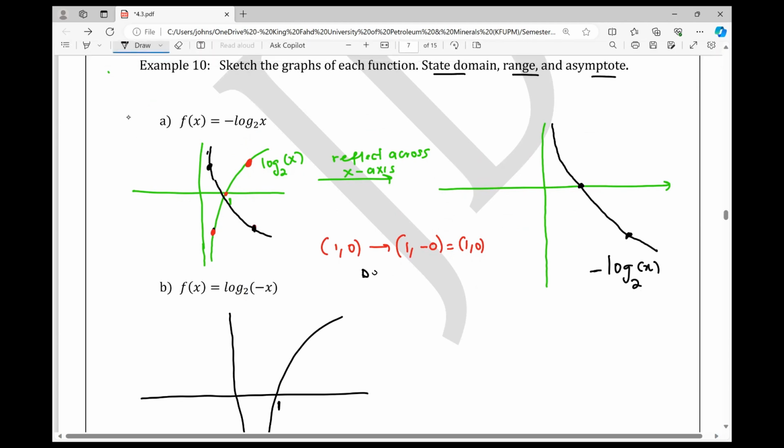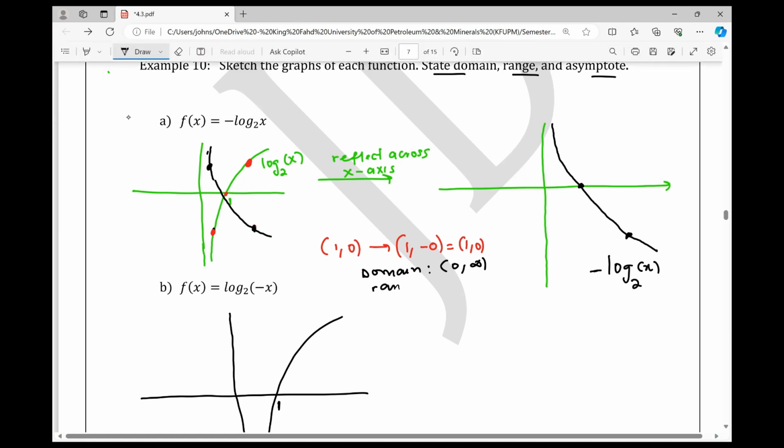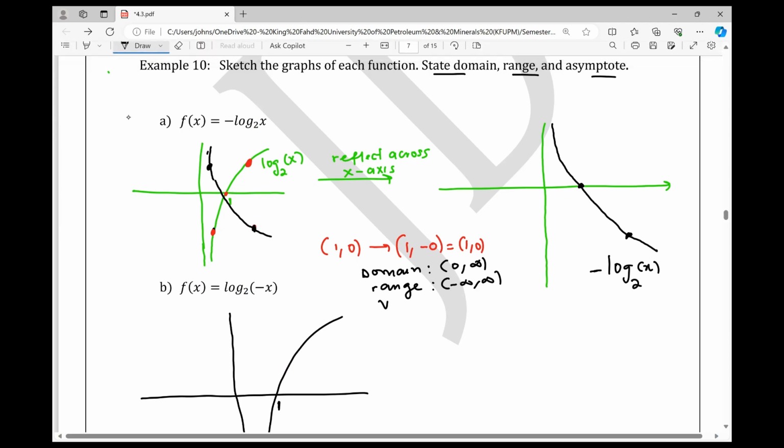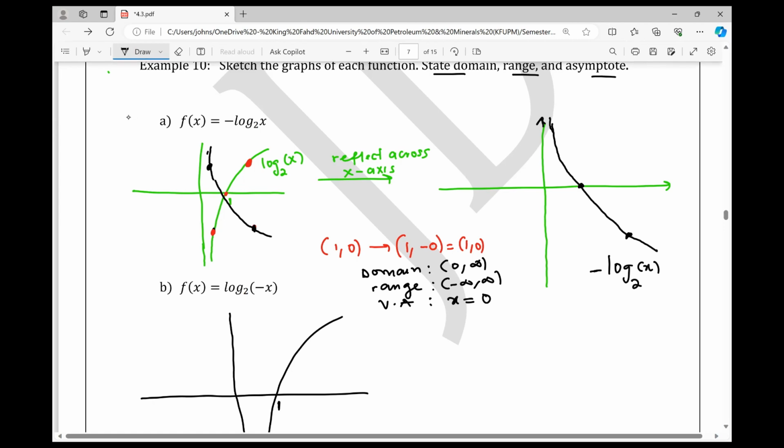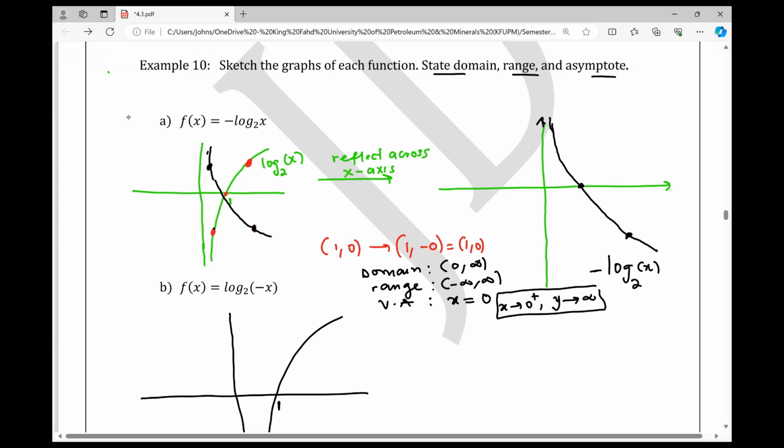So for this one, the domain, nothing changed. Looking at the graph, the domain is just going to be from 0 to infinity. Then the range is the whole of R. The vertical asymptote is the line x equals 0, because if you look at it, it's coming closer, right? Why? Because as x goes to 0 from the right, you can see that your function is going to infinity. This is the reason. Yeah?